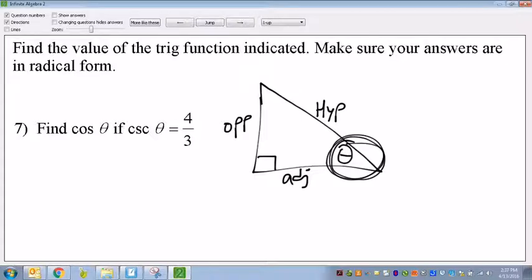All right, and now that we've labeled the triangle, let's take a look. Cosecant of theta. Hopefully you know that the reciprocal of cosecant is sine. So sine of theta is actually 3 over 4, because you flip it over, and that's why it's called reciprocal. And we know that sine is opposite over hypotenuse. So we know that the opposite is 3 and the hypotenuse is 4. Okay, so 3 and 4. But how in the world do we find the adjacent?